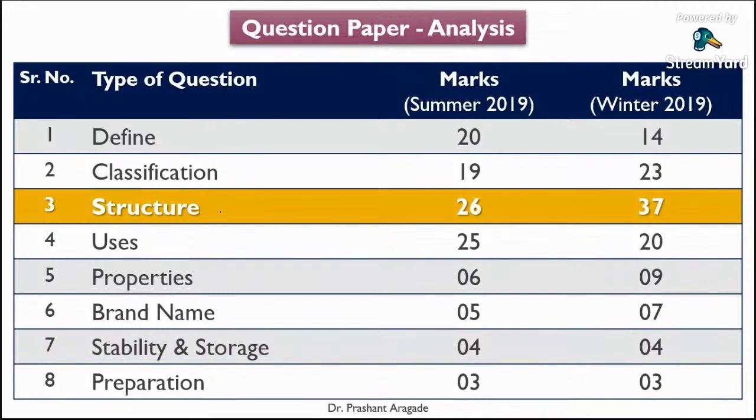Here is another part, the most important part from your question paper or syllabus, which is structure. See here, it is for 26 marks for the summer examination and for the winter examination it is 37. Now I want a reply from you. How many of you have fear about the structure? If you have fear in your mind about the chemical structure, reply with yes. If you don't have fear in your mind, then reply with no. So be fast with your reply.